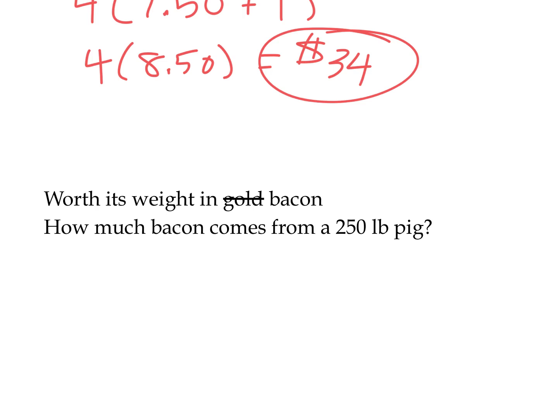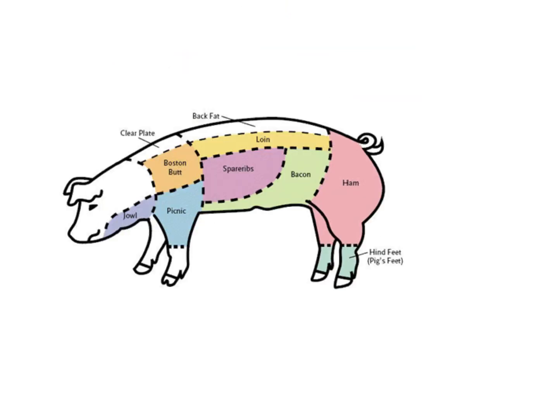Worth its weight in, normally we say gold, but here bacon. How much bacon do you think comes from a 250-pound pig? If you give that a thought as we look ahead to a cross section here of a pig, showing you where different cuts of meat come from, you're probably familiar with pulled pork, right? That comes from this part right here.